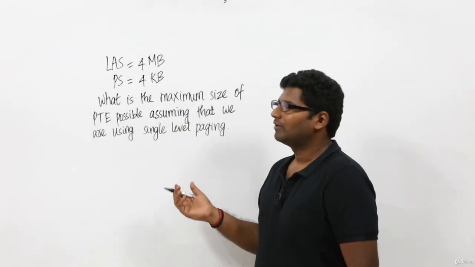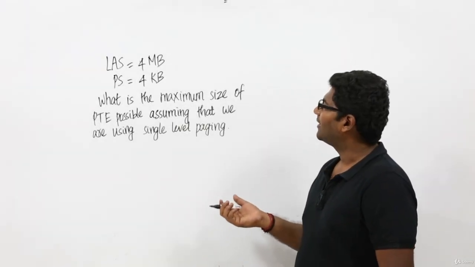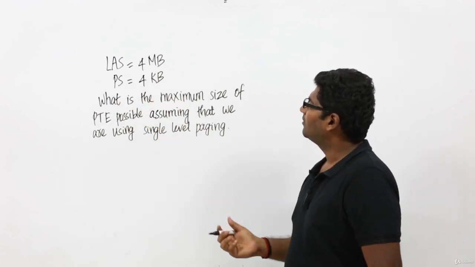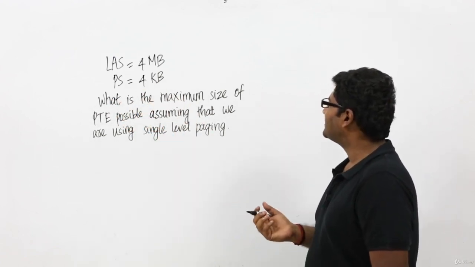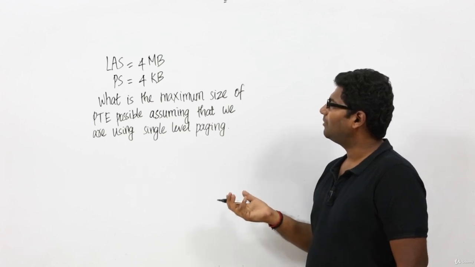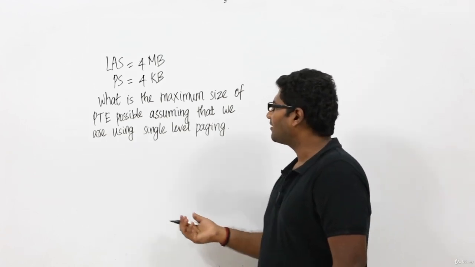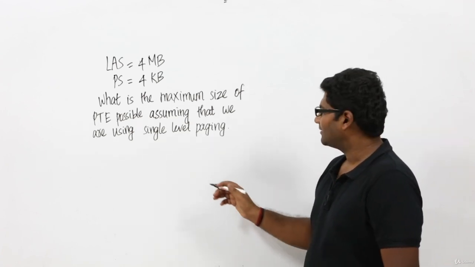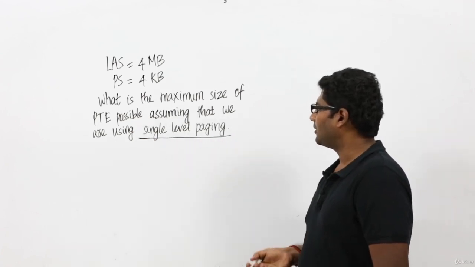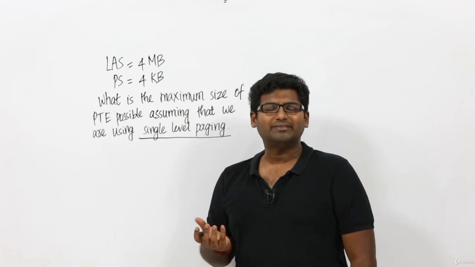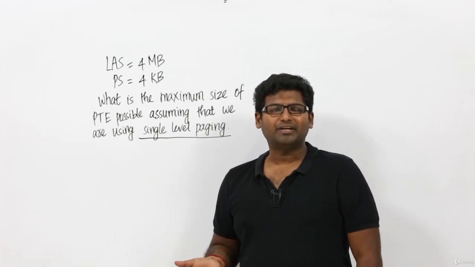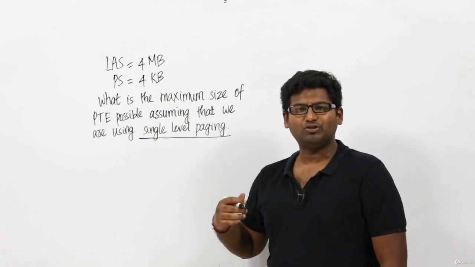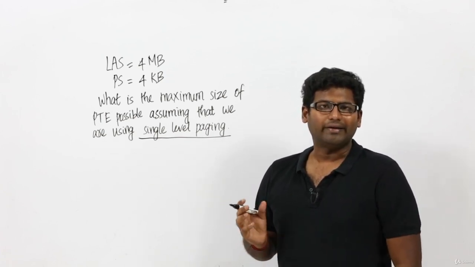Let's solve this problem. They have given that the logical address space is 4 MB and the page size is 4 KB. Now they are asking what is the maximum size of a page table entry possible, assuming that we are using single level paging. In case they say that we are using single level paging, you need to understand one point. What do you mean by single level paging? The page table should be placed in a complete page, right? We should be able to place the page table in a complete page.